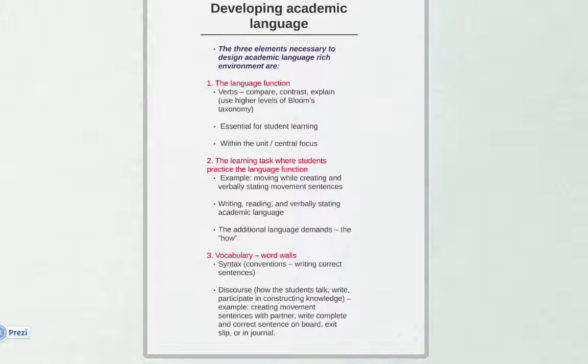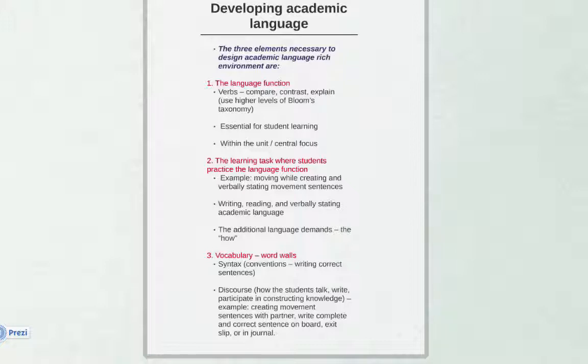The second element is the learning task, where the students practice the language function. So students would be moving while creating and verbally stating the movement sentences. So they're practicing these skills. The students are writing, they're reading, verbally stating the language that we as physical educators have established for them to use. And then additional language demands: how do we accomplish the language in physical education to accomplish the task that we've established for our students.